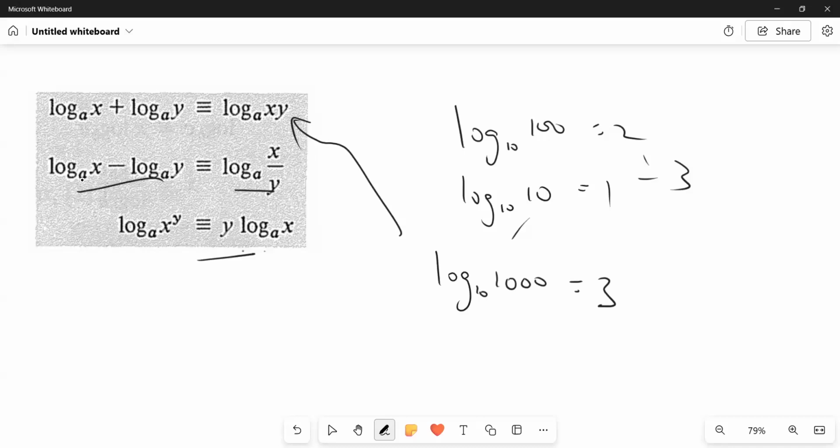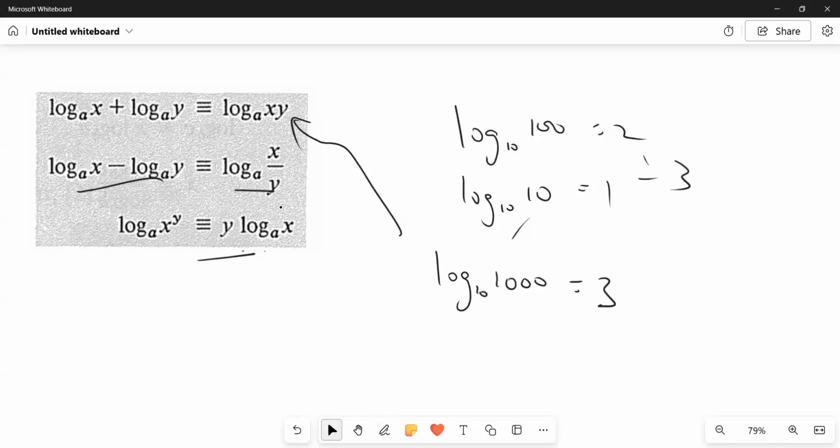The logarithm of x minus the logarithm of y is equivalent to the logarithm of x divided by y. Right? The logarithm of x raised to the power y, right, is equal to y multiplied by the logarithm of x.